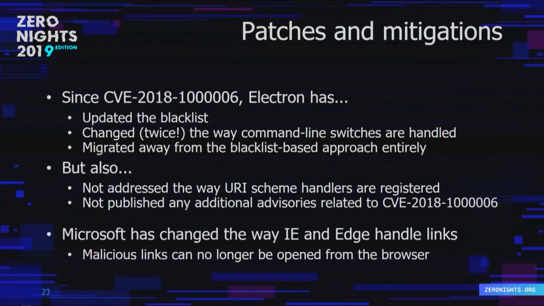So since 2018, since CVE-2018-1000006, Electron has done a whole bunch of things. The original blacklist they implemented has been updated, and updated again, and now it's no longer 1,300 items, it's 0 items now. They're no longer using the blacklisting approach at all. They've also twice changed the way they handle command line switches.